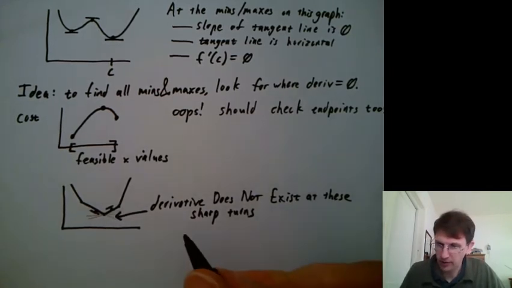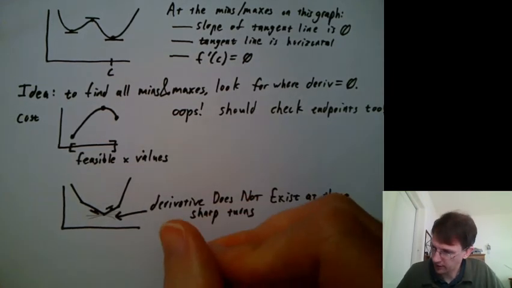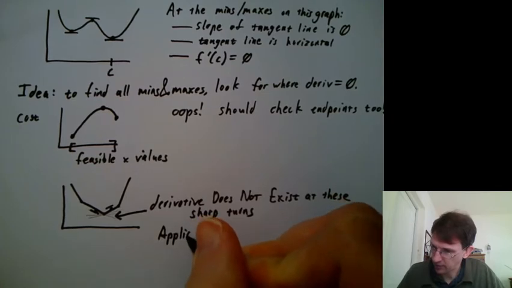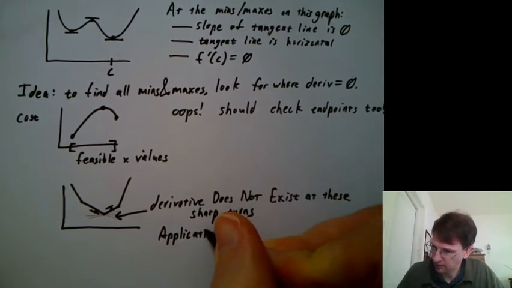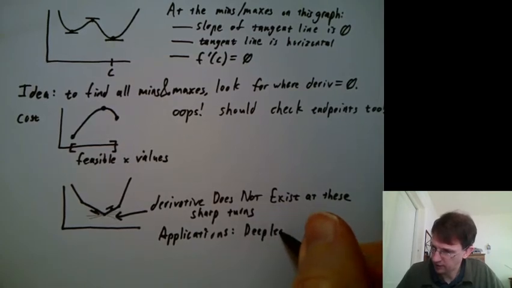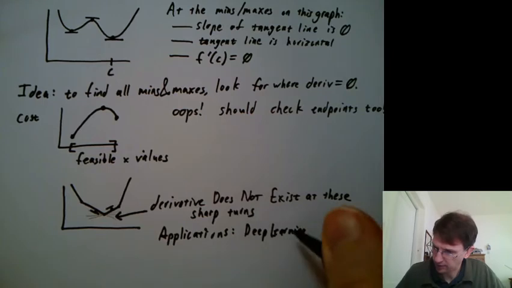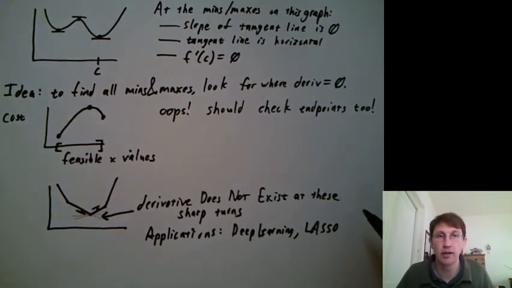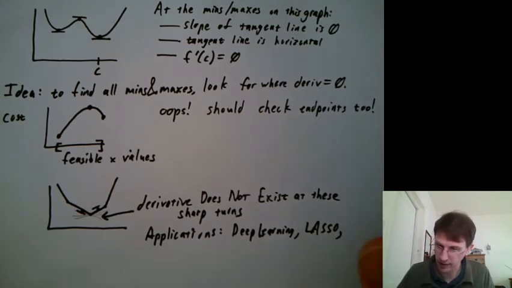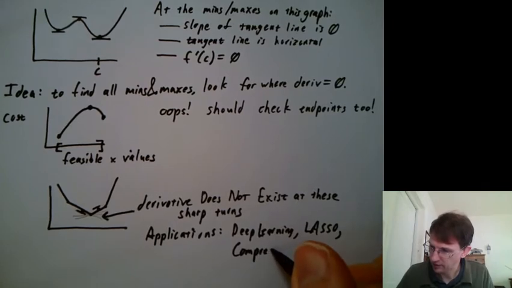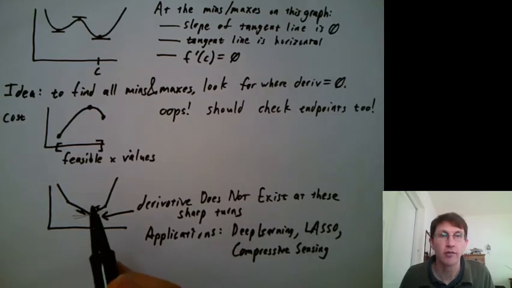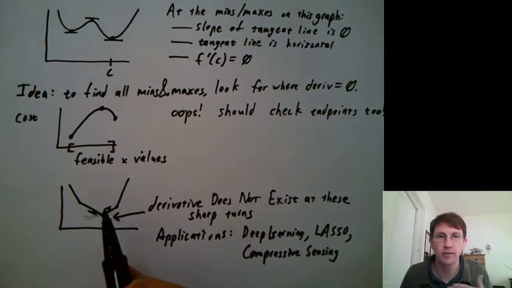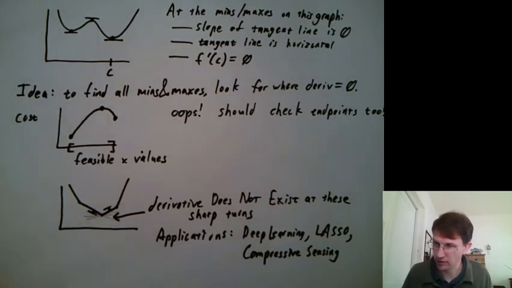So you might be wondering, where would we ever have a function like this? That actually happens in some applications, in particular deep learning, which is basically neural networks using the rectified linear unit, like the max of 0, x. There's a machine learning procedure called lasso. There's something called compressive sensing. That's really cool. And in all of those, we have objective functions that have absolute values or max of 0, x, and so we have these sharp turns in the objective function.